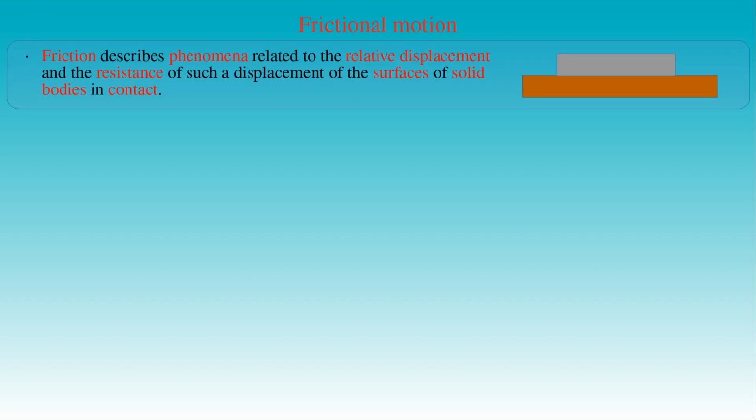In the discussion about constrained motion, we neglected the friction between moving bodies. The concept of friction comprises all the phenomena related to the relative displacement and the resistance of such a displacement along the surfaces of solid bodies in contact, while they are sliding or trying to slide across each other. We can classify these phenomena in many different ways, but here we will focus on two types of them: sliding or kinetic, and sticking or static friction.